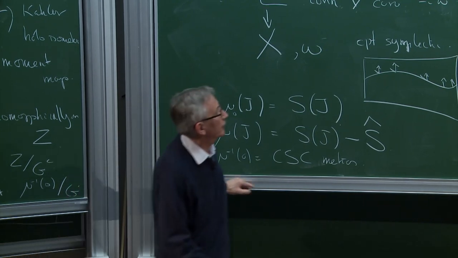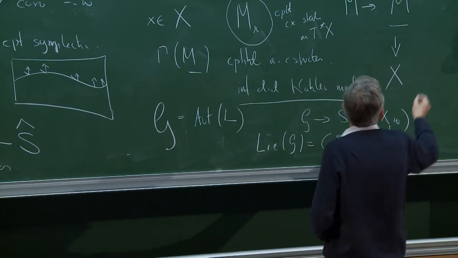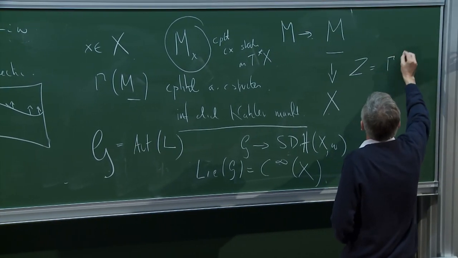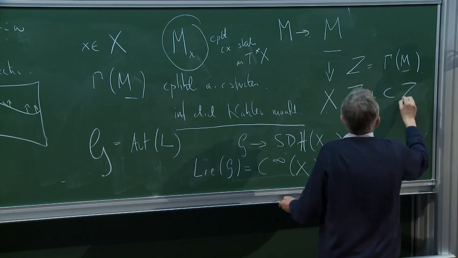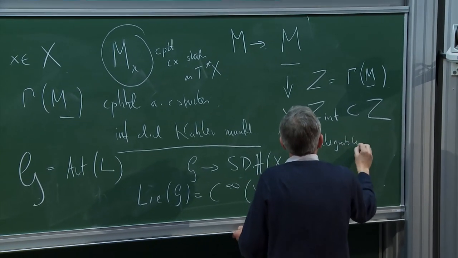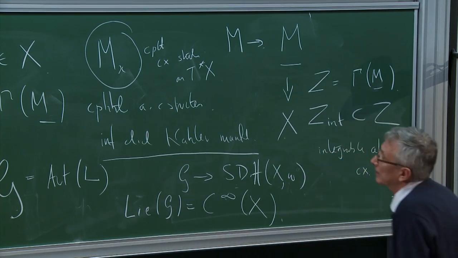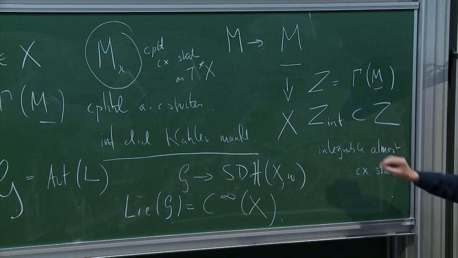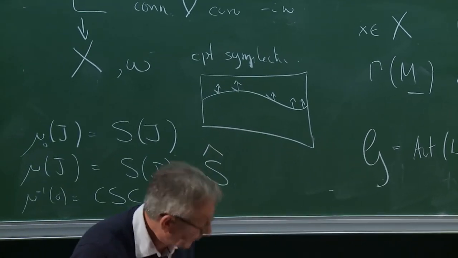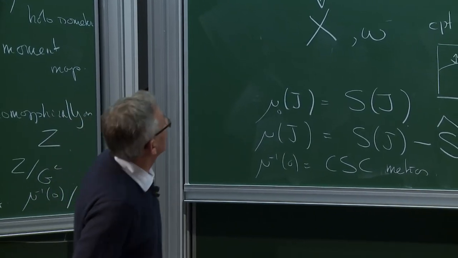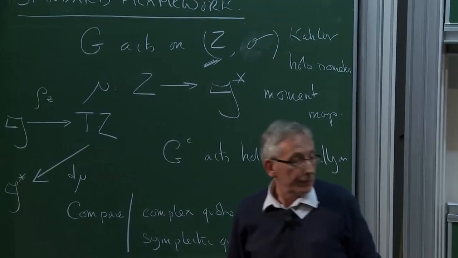This ignores some technicalities, but if we want to go back to the problem we were originally interested in, we want to look at a subset of this. Let Z be a subset, the integrable almost complex structures. In fact, for the problem we started with, we're only really interested in the subset given by the integrable almost complex structures. And so, indeed, we can look at finding the constant scalar curvature metrics as fitting into this framework.